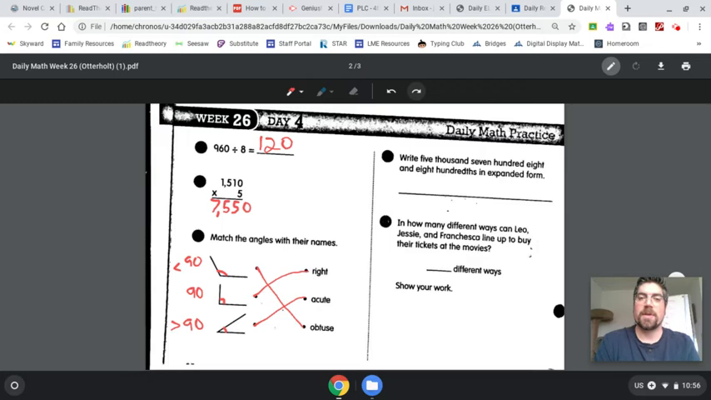Okay. Number 4, we need to write 5,708 and 8 hundredths in expanded form. Okay, expanded form. Just like we've been doing with the partial products area model, right? I did expanded form for 1,510 right up there. Okay, so we have 5,000 first. And I'm going to cross out the amount that I've used up here. I've used the 5,000. I crossed that part of the number out. Plus 700. Cross out 700. And then we have 8 and 8 hundredths.